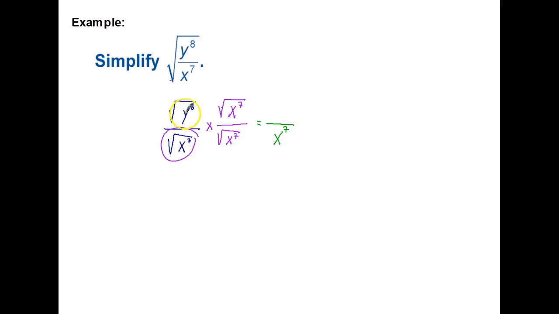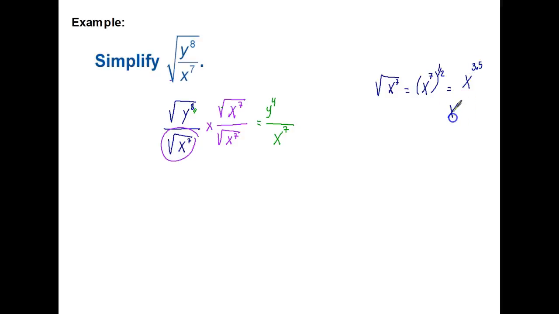Now, the square root of y to the 8th, you simply divide the power by 2. So this is y to the 4th. Now, here is the small challenge that I'm going to discuss here on the side. The square root of x to the 7th equals the x to the 7th, all to the power half. Now, what's half of 7? It's 3.5.